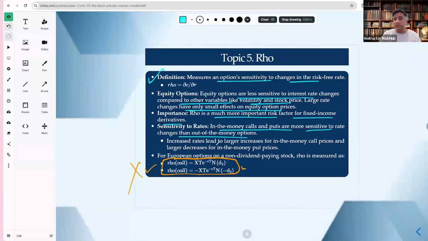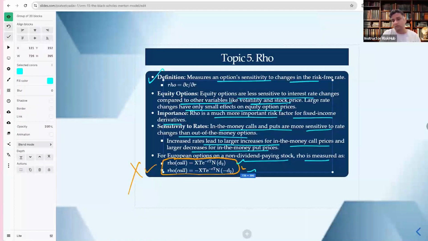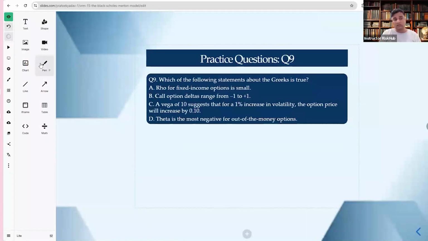Remember the property. Increased rate leads to a large increase for in-the-money call prices, and a large decrease for in-the-money put prices. For a European option and non-dividend paying stock, Rho is measured like this, right? Remember that. The formula you can skip, not so important.